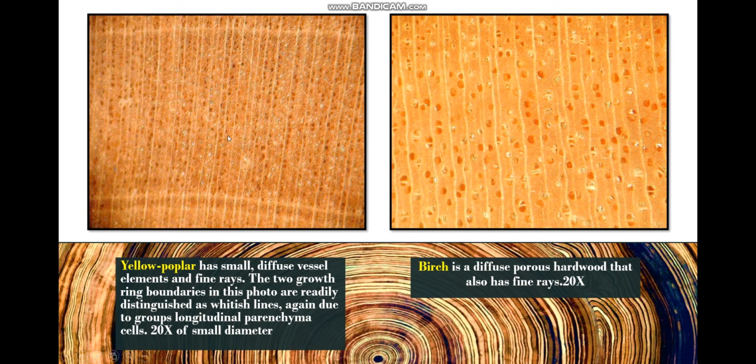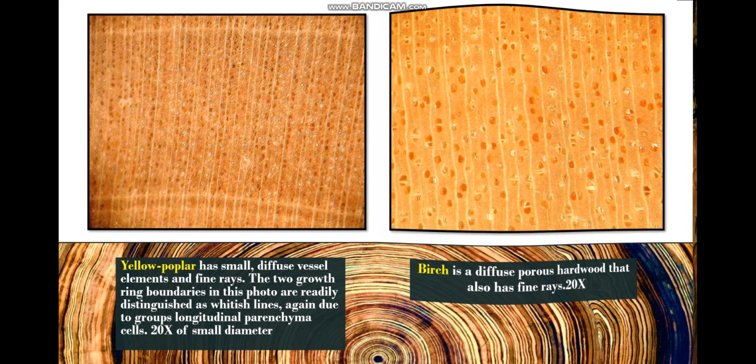The picture on the left side is what we call the yellow poplar. Yellow poplar has small diffuse vessel elements and fine rays. The two growth ring boundaries in this photo are readily distinguished as whitish lines, again due to the group of longitudinal parenchyma cells, 20 times of small diameter. And over here in the right side picture is what we call the birch. Birch is a diffuse porous hardwood that also has fine rays, 20 times.